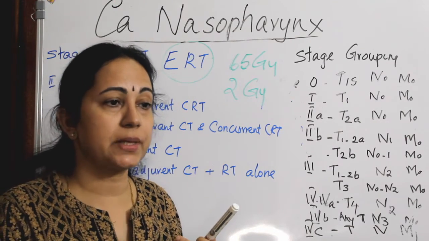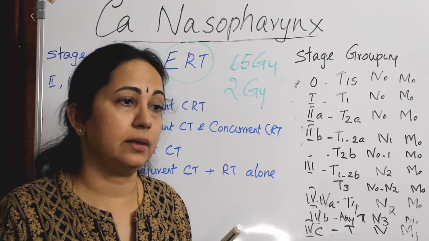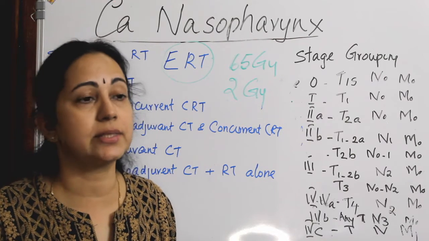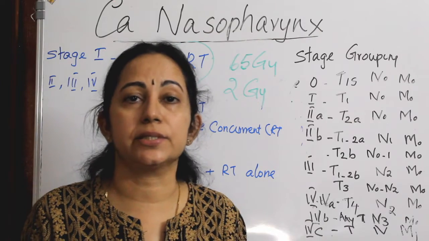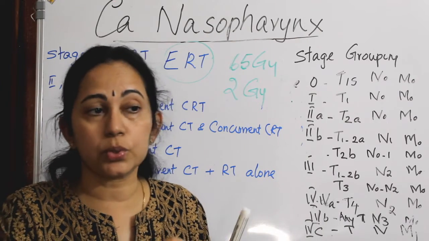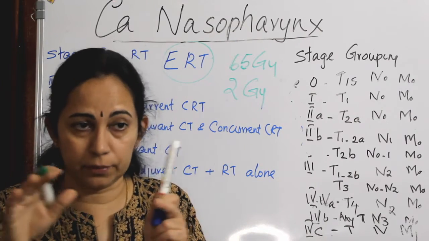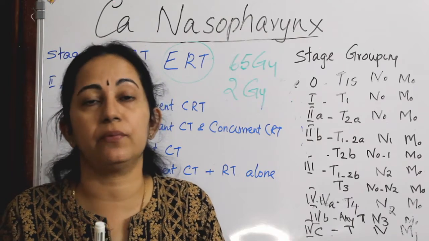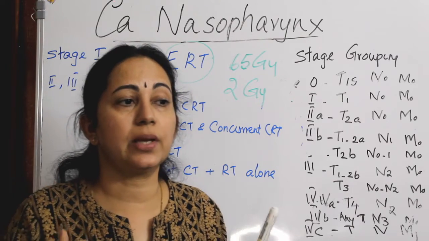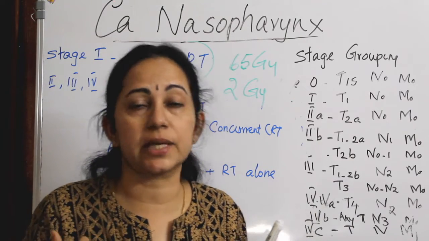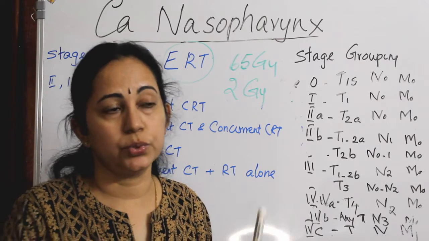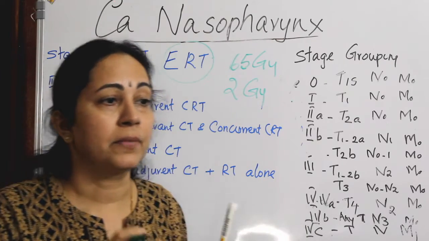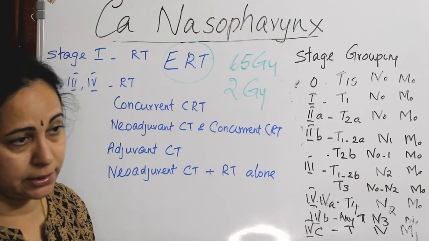And if you suspect any occult neck node, or if there is a high incidence of occult neck nodes, then elective irradiation of the neck is needed. And also if the tumor extends into the parapharyngeal space, posterolateral coverage can be included by giving a parapharyngeal boost radiation also. So that is external beam radiotherapy, or ERT.